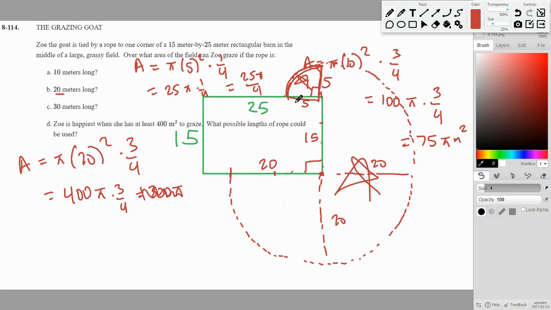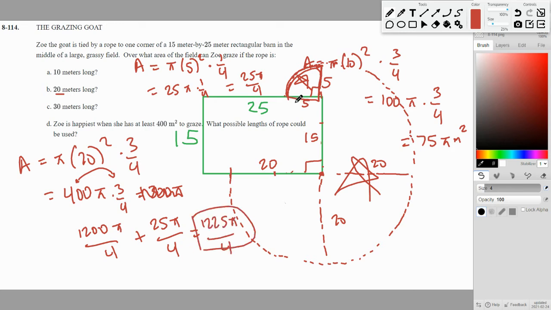Because we have that fraction over 4, I think it's better if we just keep things as an improper fraction. So let's just multiply this times this 3. That would be 1200 pi divided by 4 plus another 25 pi divided by 4. So in total, we have 1,225 pi divided by 4, if we keep it as a fraction.